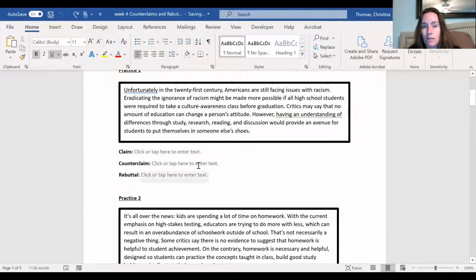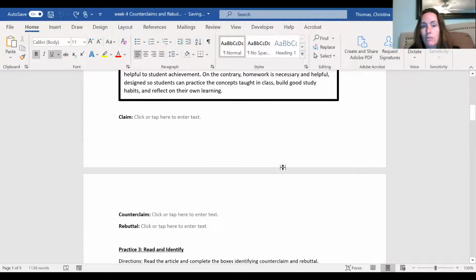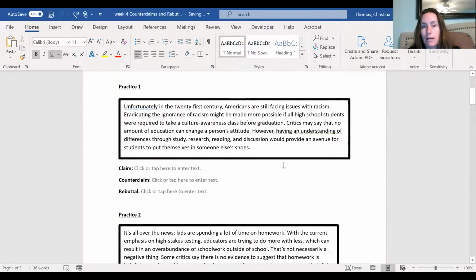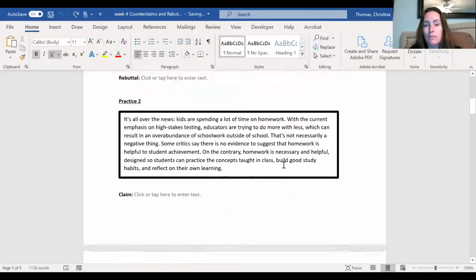Some of the other teachers don't know how to use those, so mine has them though. Practice 2 is the same thing. So we give you 2 different paragraphs to practice identifying the claim, counterclaim, and rebuttal.